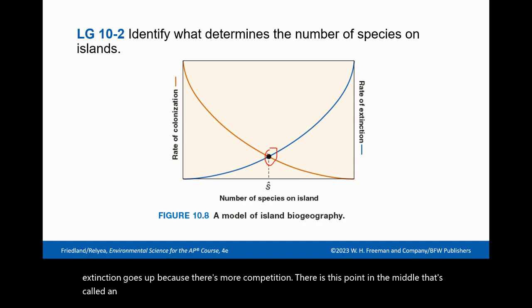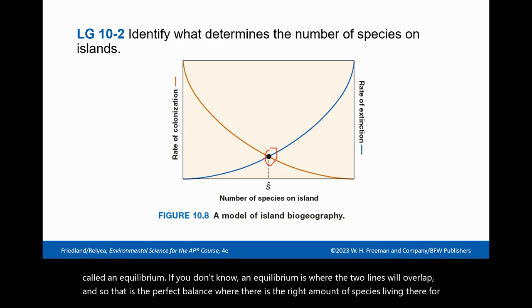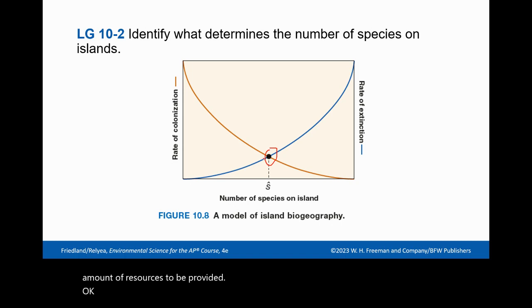If you don't know, an equilibrium is where the two lines will overlap, and so that is the perfect balance where there is the right amount of species living there for the right amount of resources to be provided. Okay. And so, why does any of this actually matter?